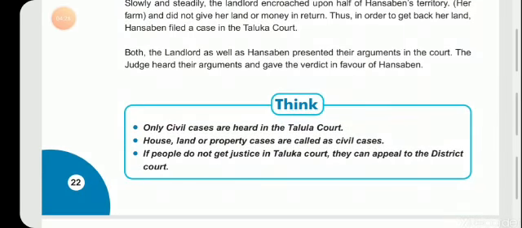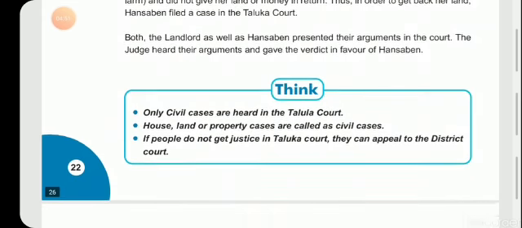Now over here they have given the answer, think question. Only civil cases are heard in the Taluka court. House, land and property cases are called civil cases. If people do not get justice in the Taluka court, they can appeal to the district court. Appeal means what? They can go and file and seek justice from the district court if they do not get any satisfactory justice from the Taluka court.